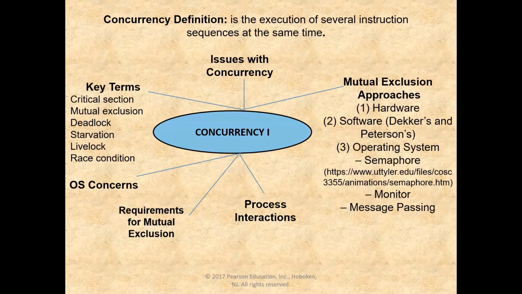In order to go further, ensure that you have the idea of what concurrency is. Concurrency is the execution of several instruction sequences at the same time. We are going to see the details of concurrency in the next slide.